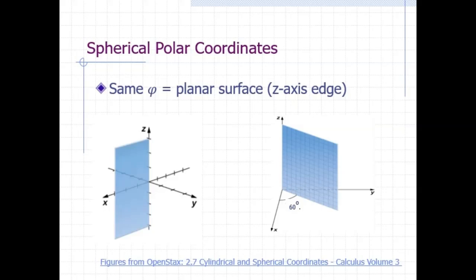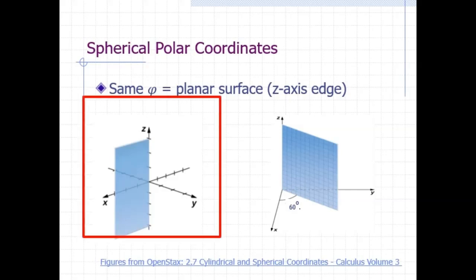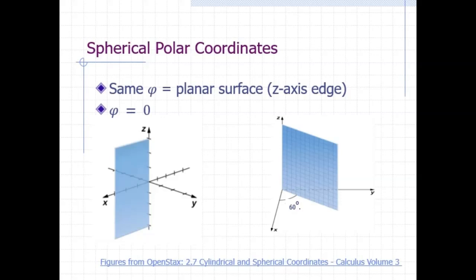If the perpendicular projection of a point on the xy plane lands on the positive x-axis, then phi is 0. Therefore, for points on the xz plane, when x is positive, phi is 0. Imagine this surface as a door hinged to the z-axis. Now, imagine swinging the door counterclockwise by 60 degrees. Then, all points on the door will now have a phi coordinate equal to pi over 3 radians. 60 degrees is pi over 3 radians.